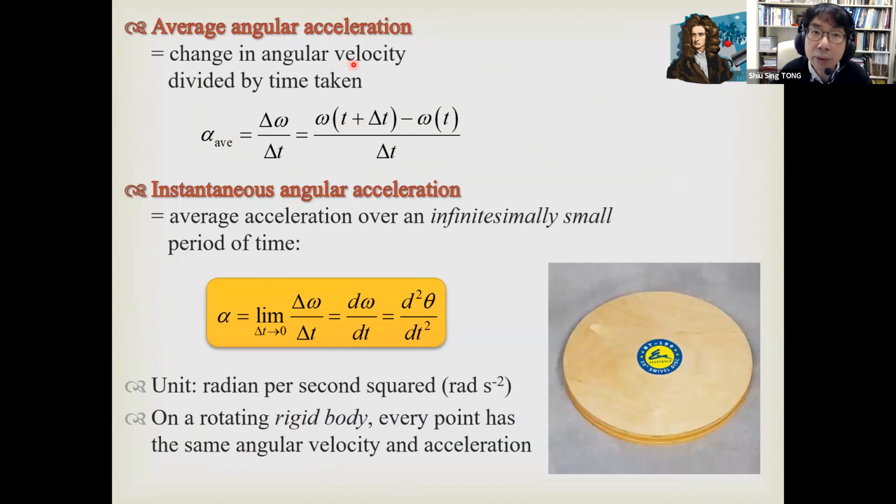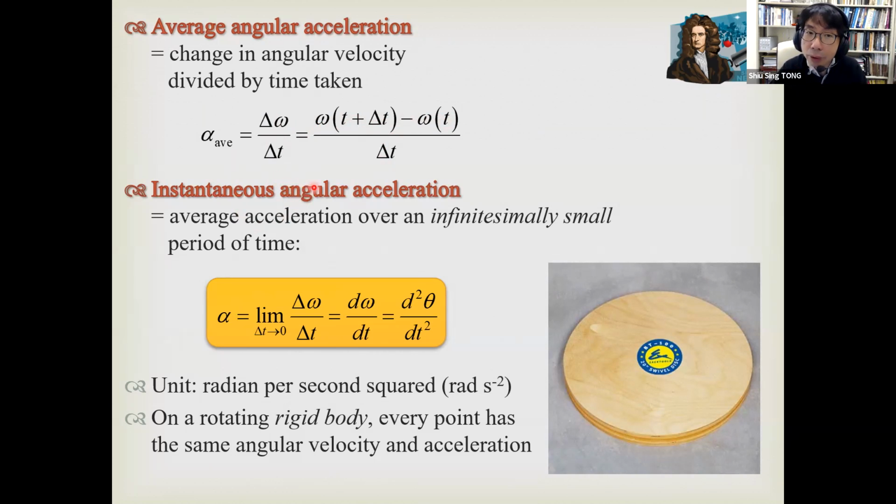The average angular acceleration is the change in angular velocity divided by the time taken. So in a finite time interval delta t, we have delta omega divided by delta t, since the angular velocity itself will be changing. The angular velocity at the earlier time is omega at t, and the angular velocity at the later time is omega at t plus delta t. The difference between the two divided by the time interval is the average angular acceleration.